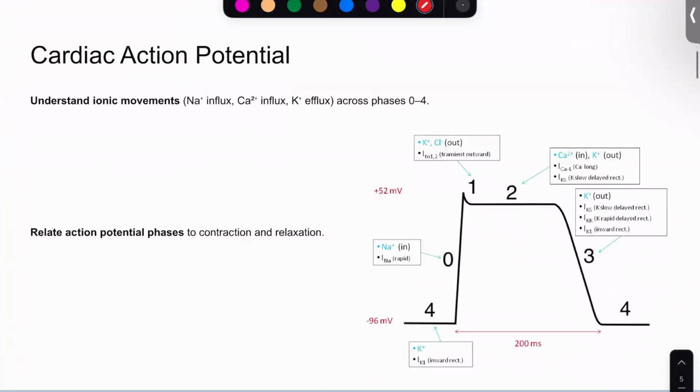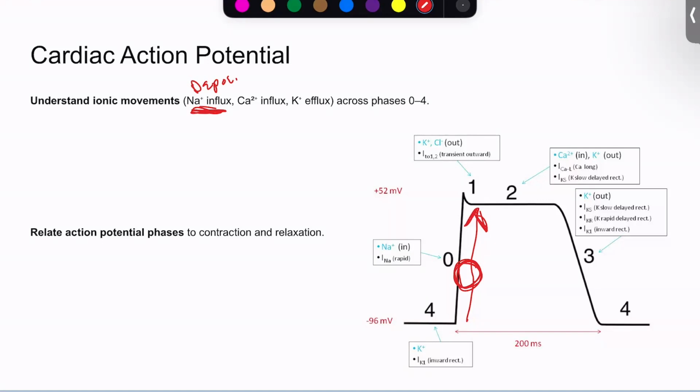So understand the ionic movements in the cardiac action potential, and then relate the action potential phases to either contraction or relaxation. Okay, so as you can see here, phase 0 is where we have very, very rapid depolarization. And so the membrane potential here is going to actually shoot upwards. And this is the actual electrical trigger that initiates that ventricular contraction. So we need this part right here to kick off the entire thing. So we have very, very rapid sodium influx. That's what we mean when we say depolarization.